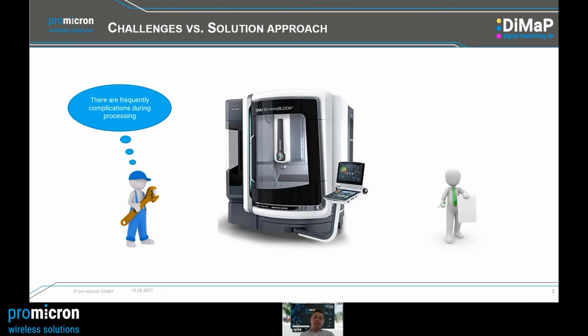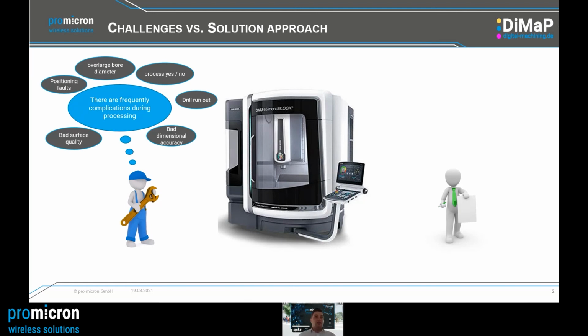What are the challenges and what's the status quo we are facing with this speech? On the one hand, we have the machining end user industry. They say we frequently have complications or errors during the process, sporadic or systematic mistakes, for example over large bore diameter or surface quality problems, or that the tool broke, so the process is not stable anymore, and so on. And on the other side, we have the market which provides solutions to solve these problems.